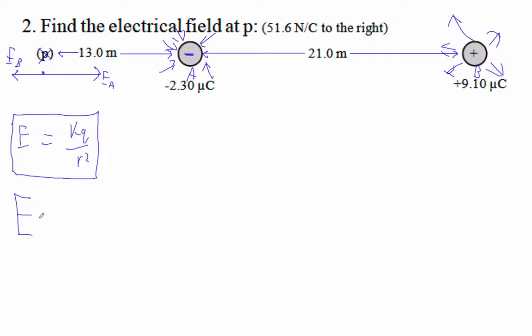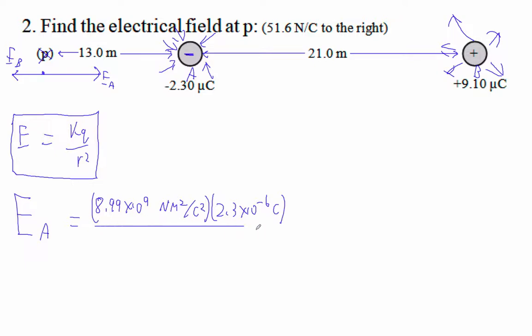So the electric field of A is going to be 8.99 times 10 to the 9th newton meters squared per coulomb squared, and then this charge is 2.3 times 10 to the minus 6th coulombs. Notice that I'm ignoring the minus sign because I think it confuses the issue here. I'm going to use 13 meters squared. I'll decide which direction it is after I calculate the magnitude. So I just ignore these minus signs.